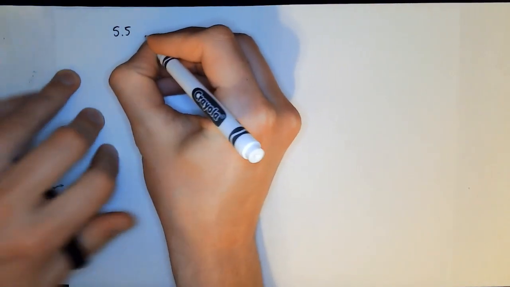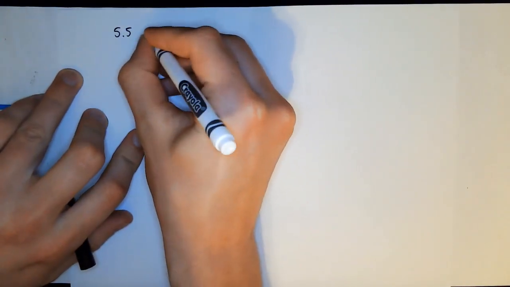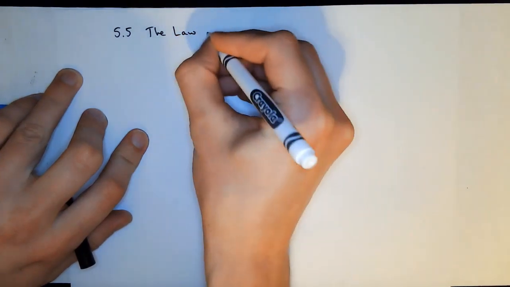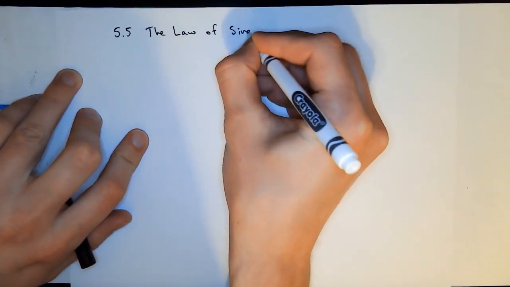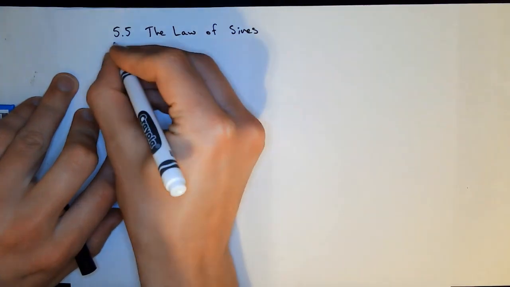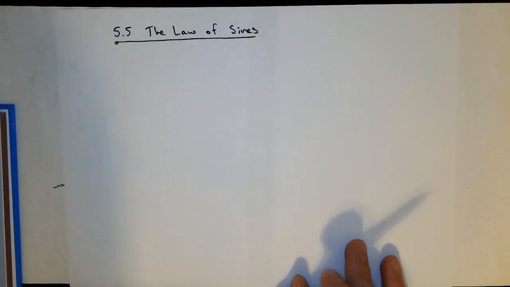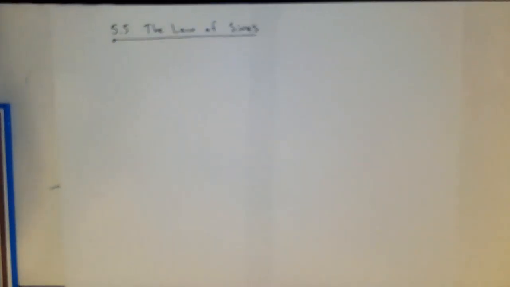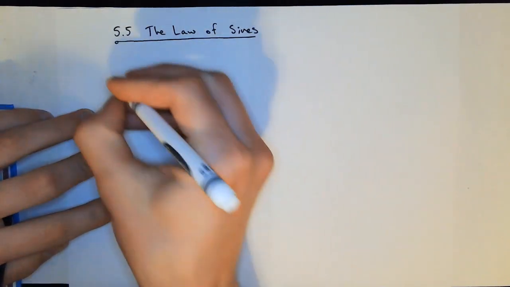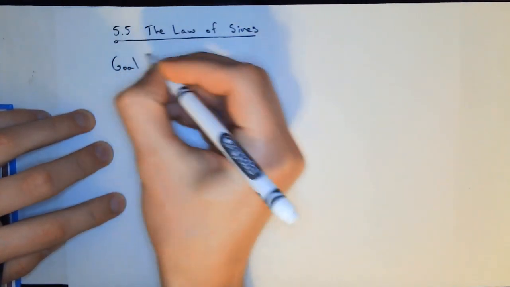Okay, this video is going to cover two sections that we skipped earlier on in the semester. Section 5.5, which is the law of sines, and then section 5.6 will be the law of cosines. Basically, what these two sections are going to be about is solving triangles.